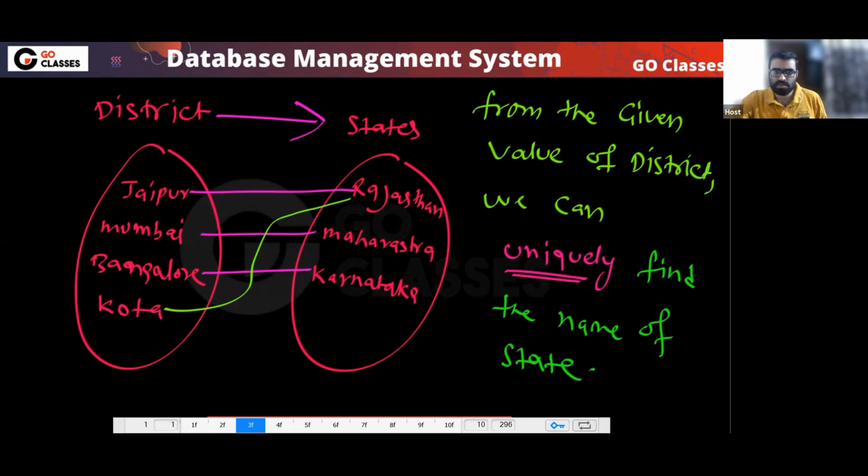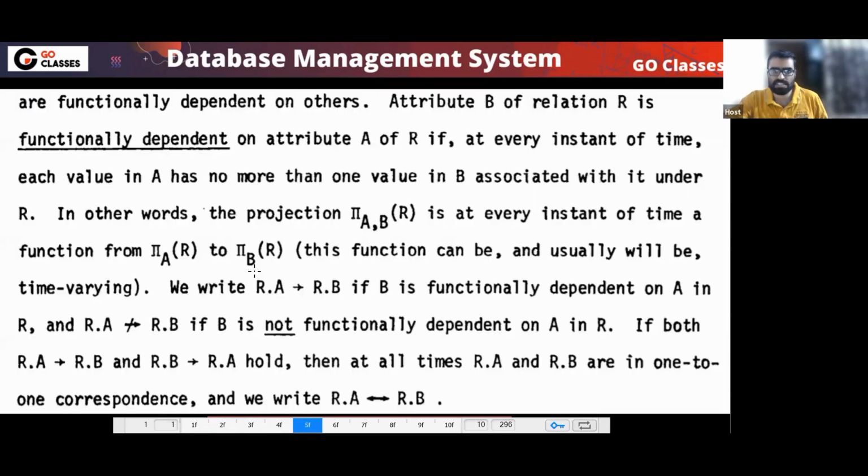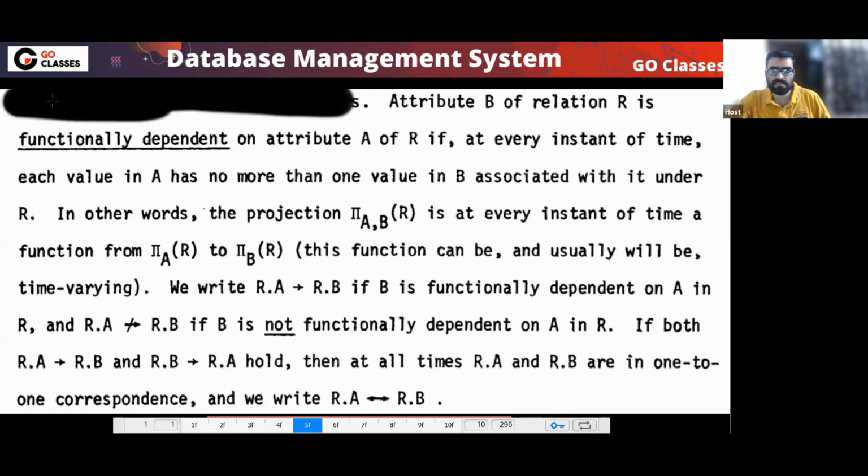So this is the point. That is the reason we use this word functional dependency. This type of dependency is called functional dependency. We have already seen this in the last class. Now you can notice, let's see a few more things.